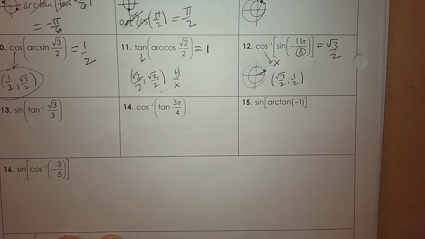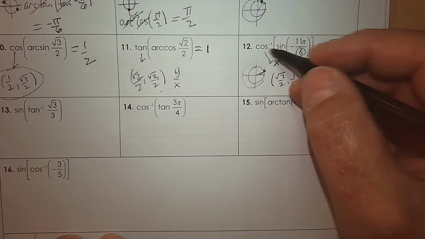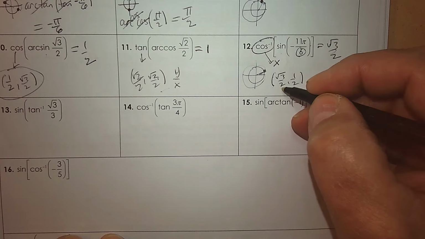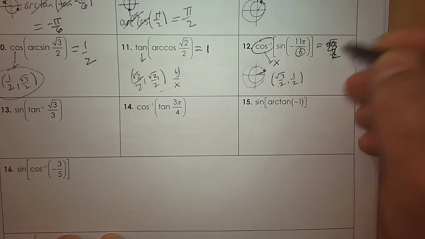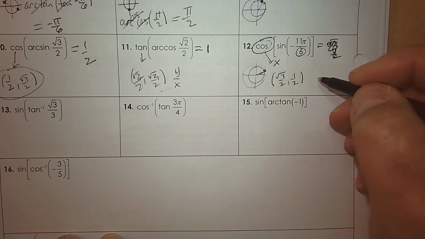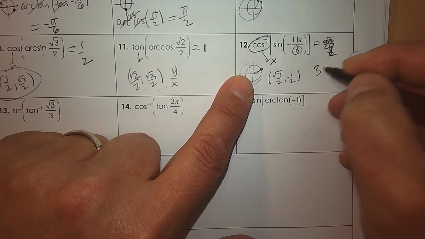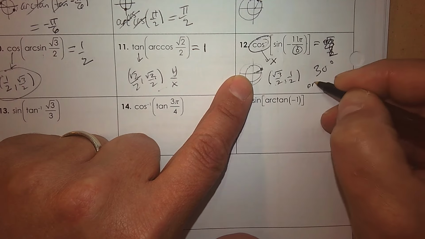Oh, so they flipped this around on me. So inverse cosine means, you're right, it's root 3 over 2, but I'm finding the angle that goes with this. So what is that angle? And then you can write the angle as 30 degrees or pi over 6.